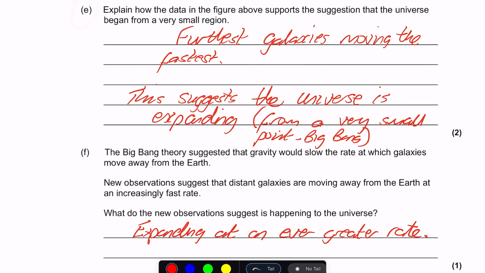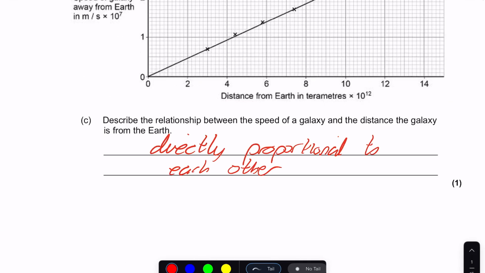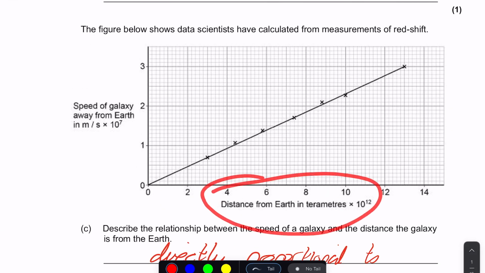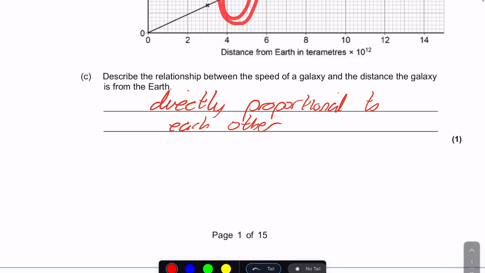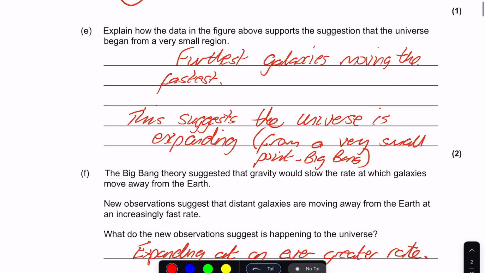Part E, explain how the data in the figure above supports the suggestion that the universe began from a very small region. And this is the answer you're always going to give for these questions. The furthest galaxies are moving the fastest. Let's have a look. The distance from the Earth, they're the ones that are further away. And look, they're moving faster. That's moving faster than that. That one's further away than that. So just describe what the graph is telling you. The furthest galaxies are moving the fastest.